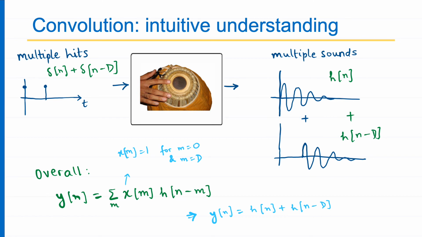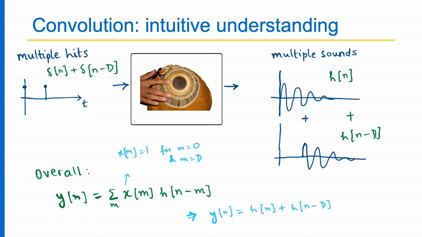And that is what we were expecting in the output: h of n plus h of n minus capital D. So my formula of convolution works. This is the intuitive understanding of how convolution works. Basically, if my input is shifted in time, or multiplied by some constant factor, then my output is also accordingly changed.